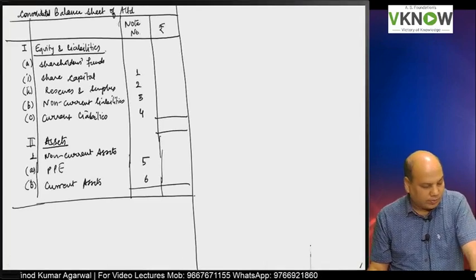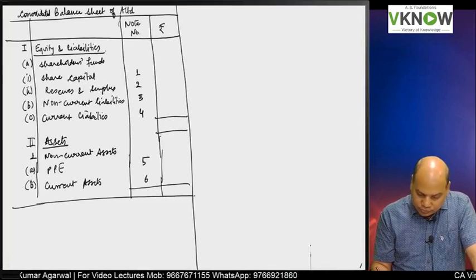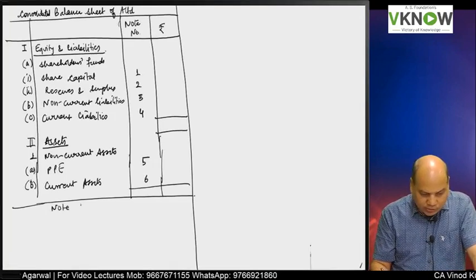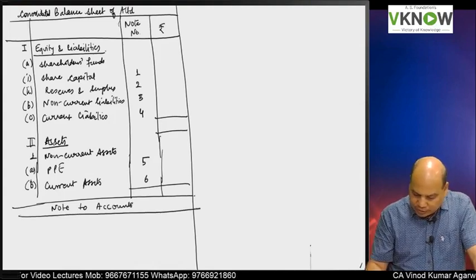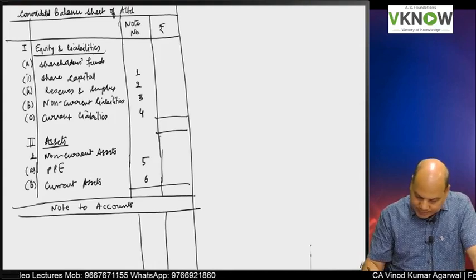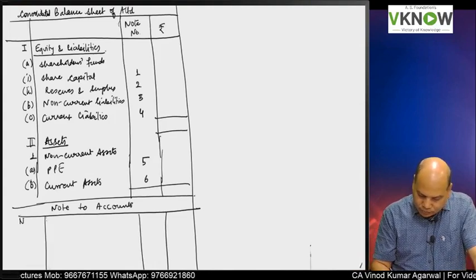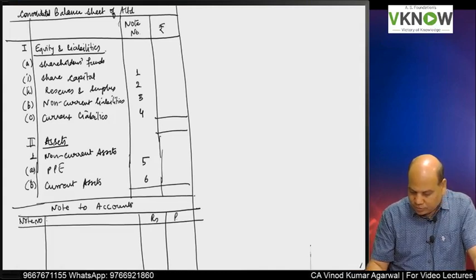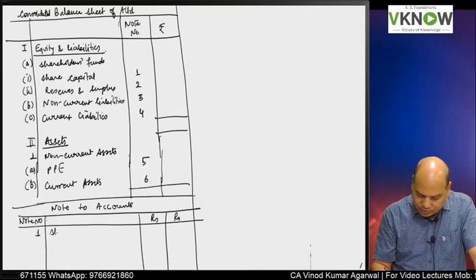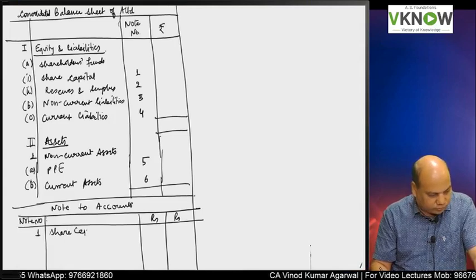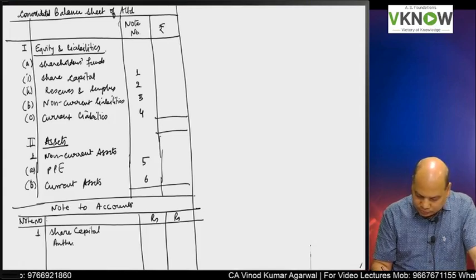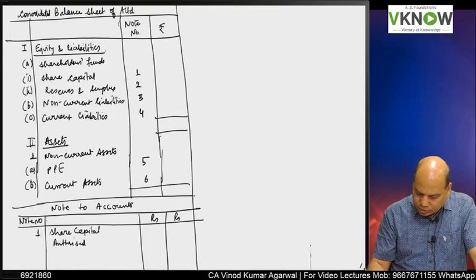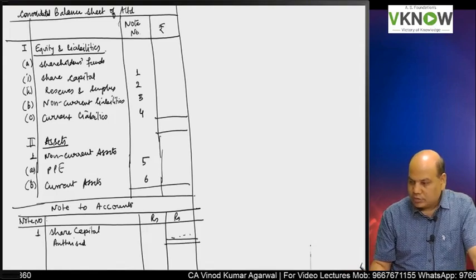Complete the balance sheet part first, and now we'll come to below the balance sheet, notes to accounts, where we'll write the details. Note number, particulars, rupees. First note is share capital. Authorized, not given, dash dash, double underline.